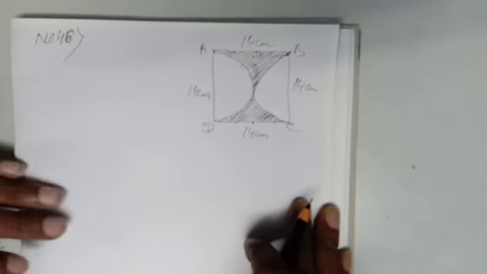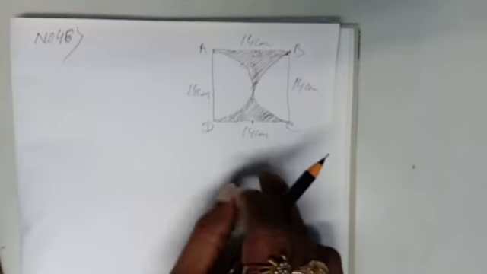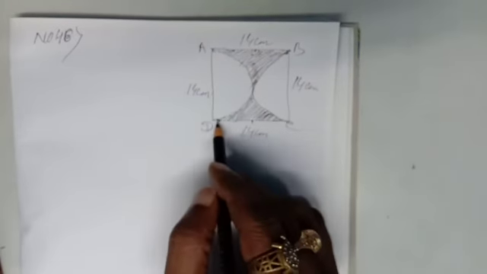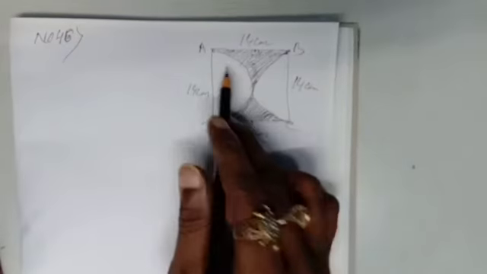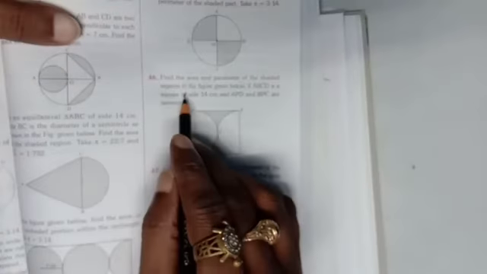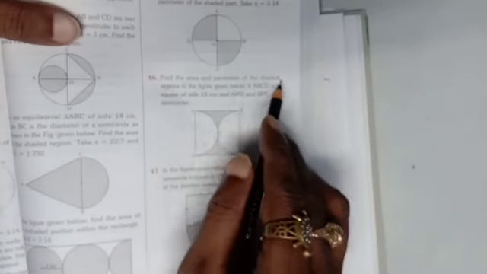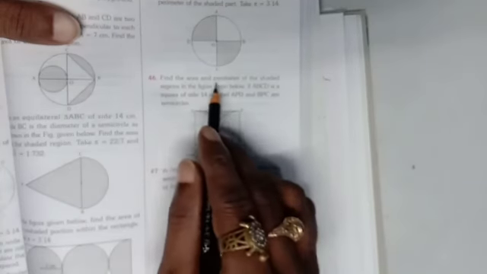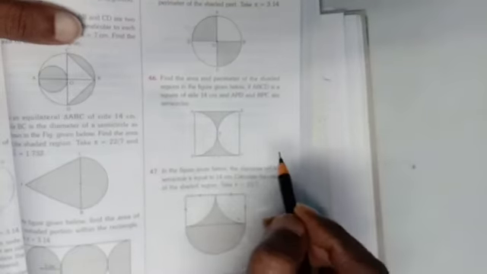See, next question, number 46. It is a figure like this. ABCD is a square of side 14 centimeter and two semicircles are drawn on the side BC and on AD. I am just showing the question here. Find the area and perimeter of the shaded region in the given figure. If ABCD is a square of side 14 centimeter, you have to find out the area and perimeter of the shaded region, this one. Okay, let us see.